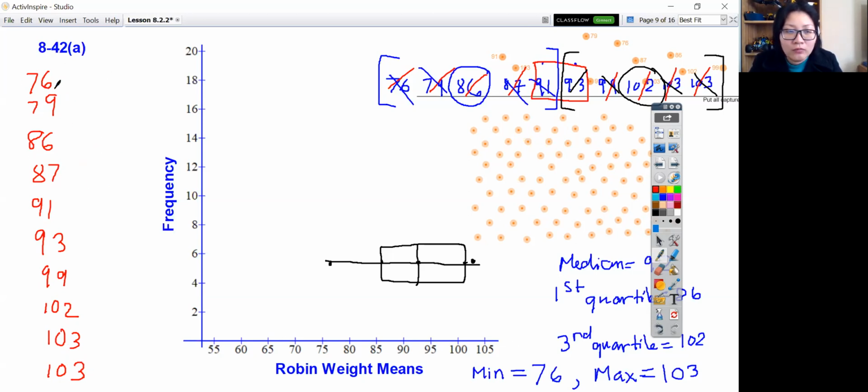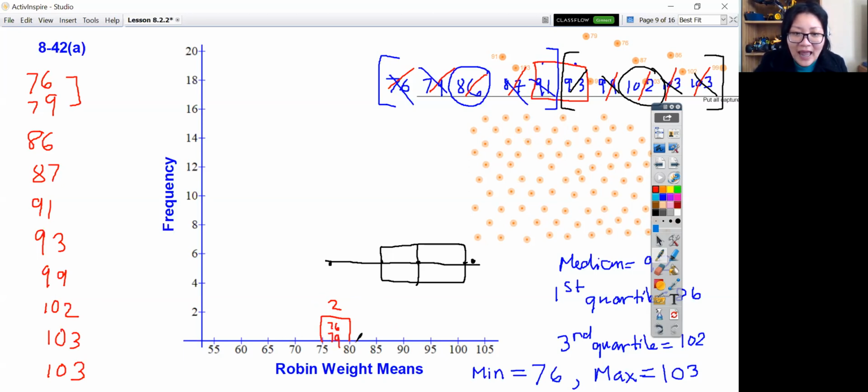All right, so my lowest number is 76. So at first, I think I may start with 75, okay? So from 75 to any number lower than 80, I have 2 of them right here. So I'm going to put it up like this. A histogram is just like a bar graph, okay? It's used to display numerical data in order. So I have 76 and I have 79.